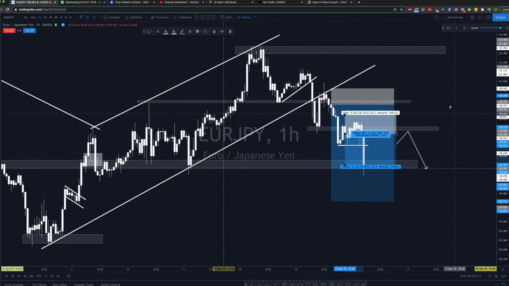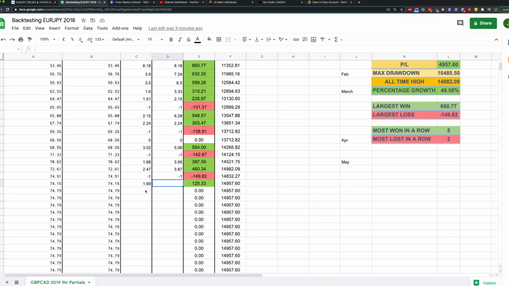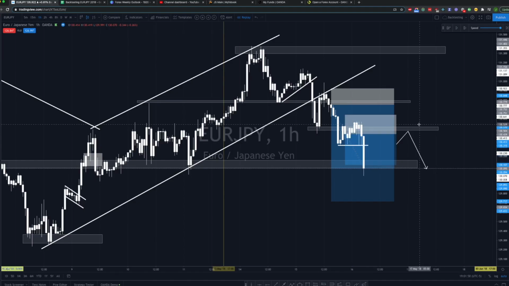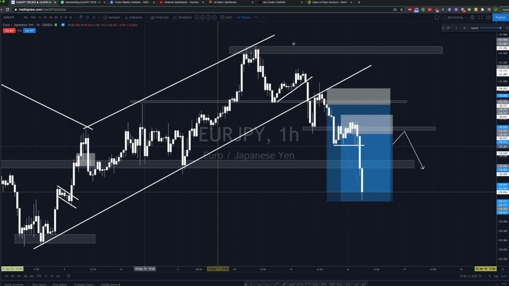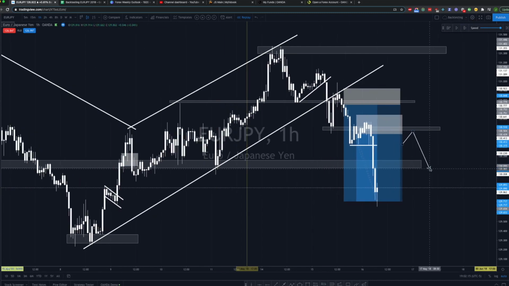Alright, so targets got hit, 1.64. Sweet.